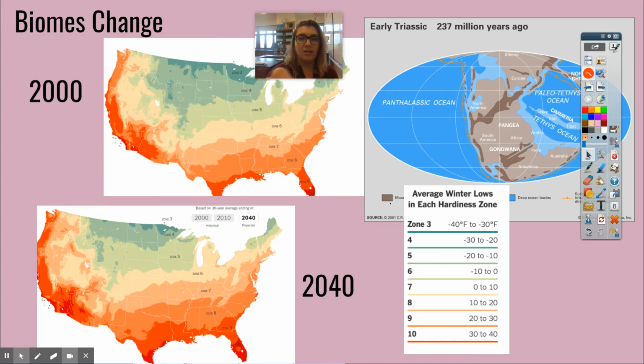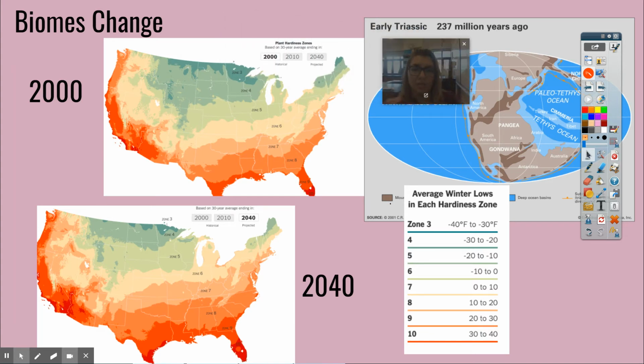We actually can see our own biomes changing here in North America. So due to climate change, this was kind of not biomes, but it's kind of like a heat map. So this is the winter lows here. And you can see, like, obviously in Florida, it's going to be a lot hotter than in North Dakota.